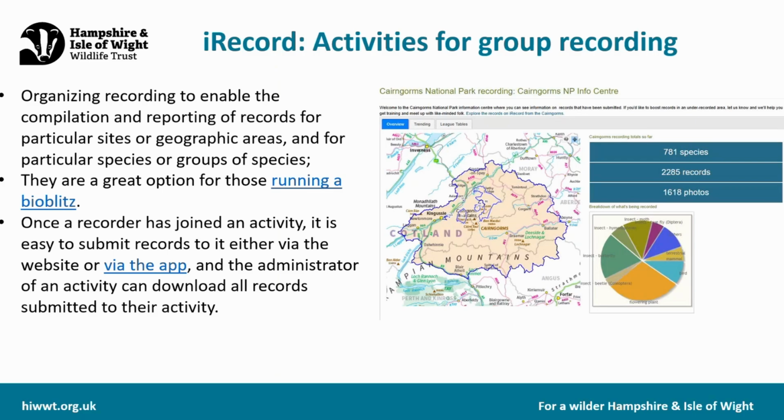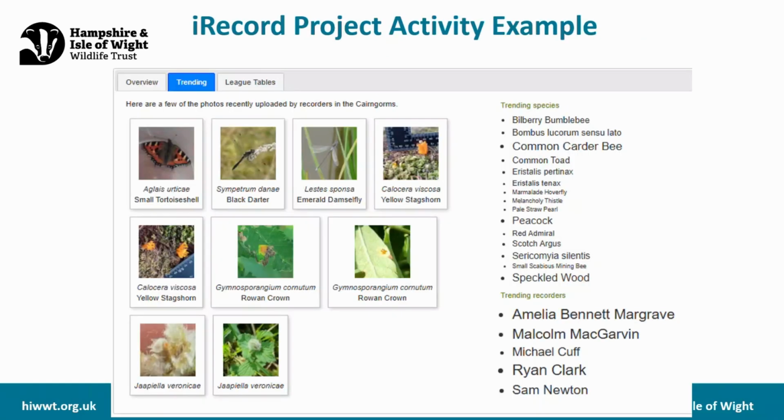And so once a recorder has joined an activity, it's easy to submit records either on the website or the app. And the administrator can download the records to use how they want to. And also there are these different tabs there you can use to look at different visualizations of the data. So I think I've got to show that here on the trending tab. You can see some of the photos that have been submitted, and then some of the species that have been submitted, and indeed the recorders there, organised for that project.